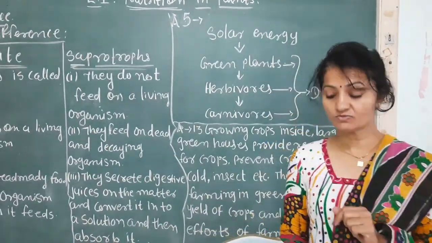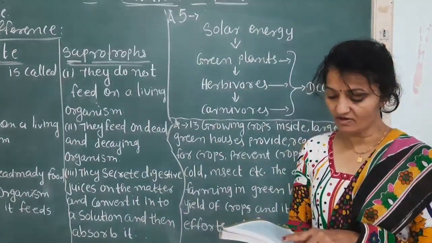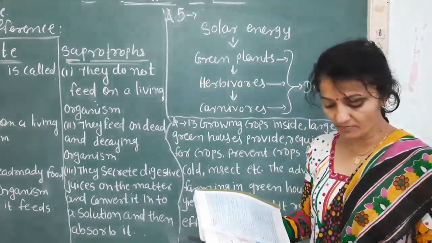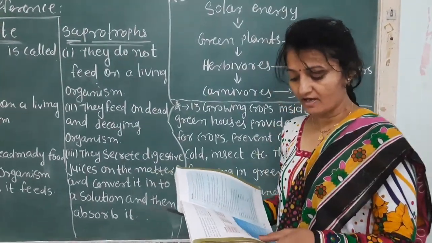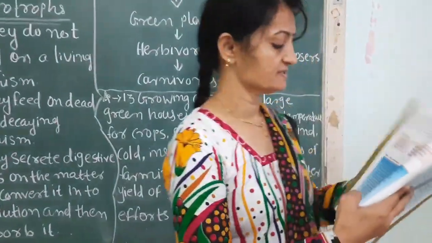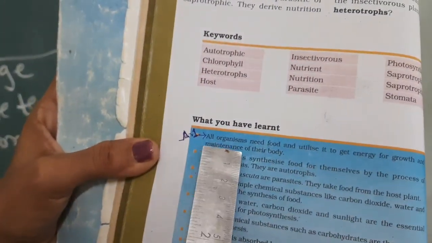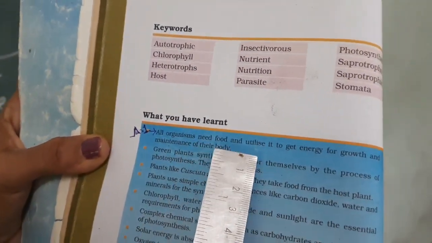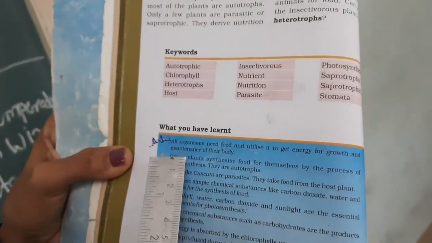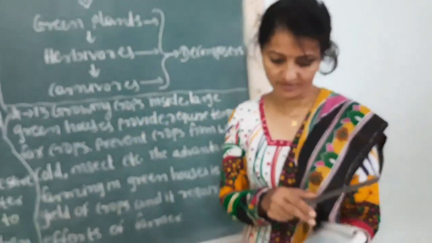Take out your textbooks and see page number 9. There is the first question: why do organisms take food? See on page number 8, there is a what you have learned. This is the first point of the questions. You can see here, all organisms need food and utilize it to get energy for growth and maintenance of their body. This is the answer of question number 1.